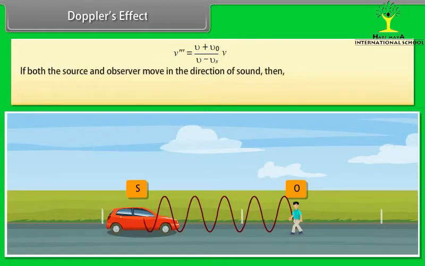If both the source and observer move in the direction of sound, then nu triple dash is equal to v minus v0 upon v minus vs multiplied by nu.